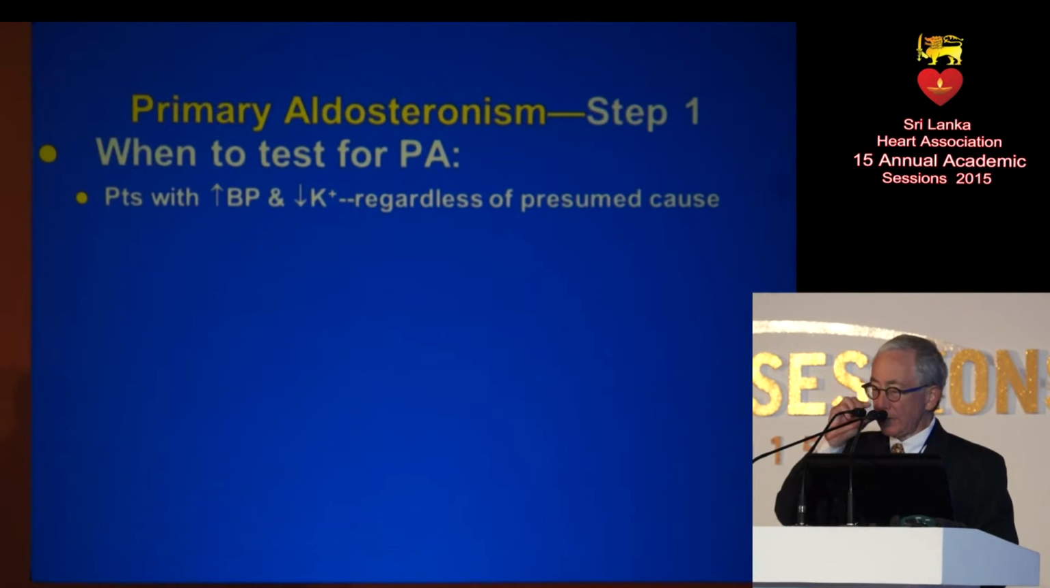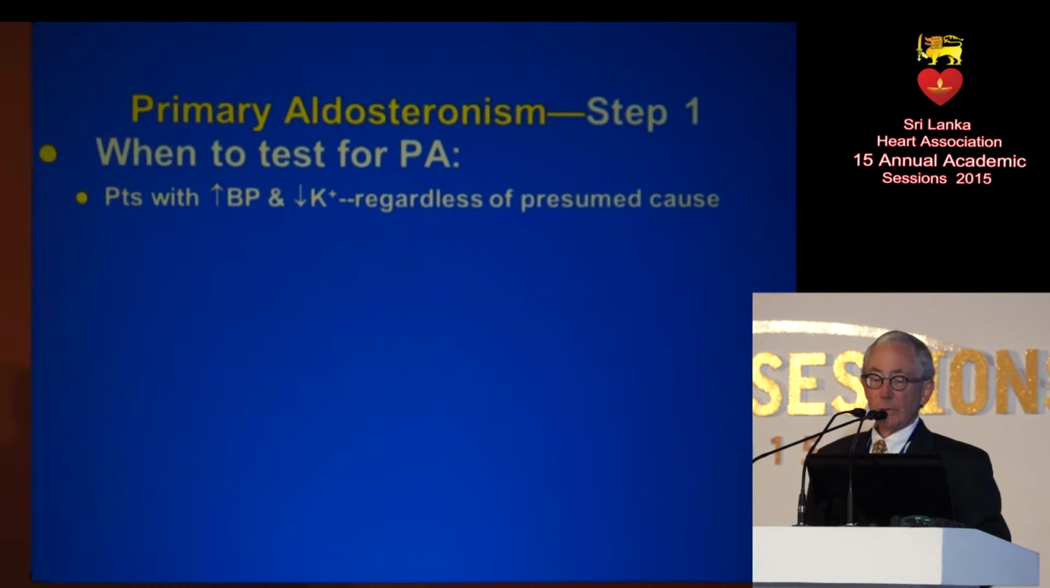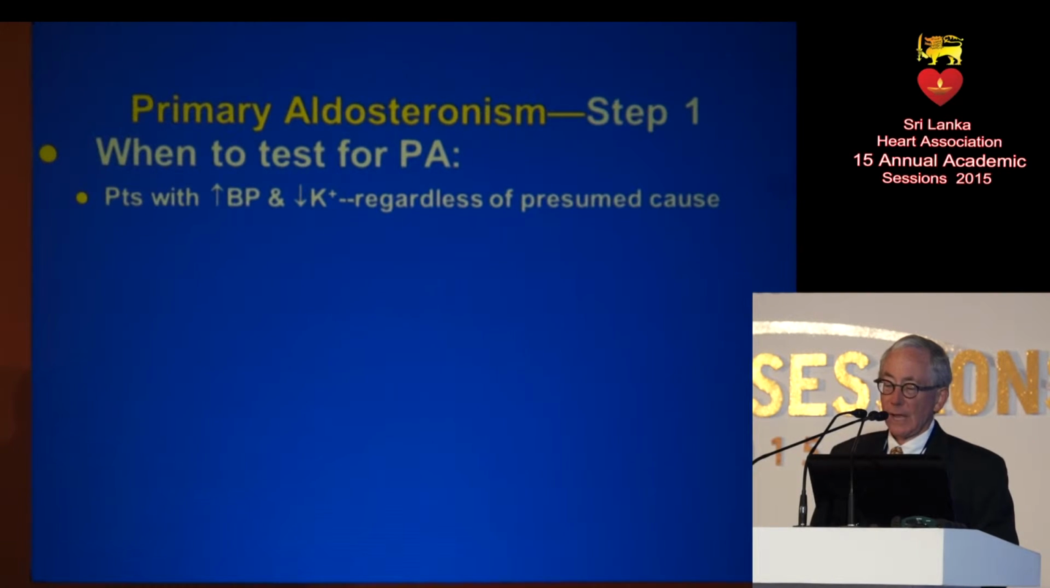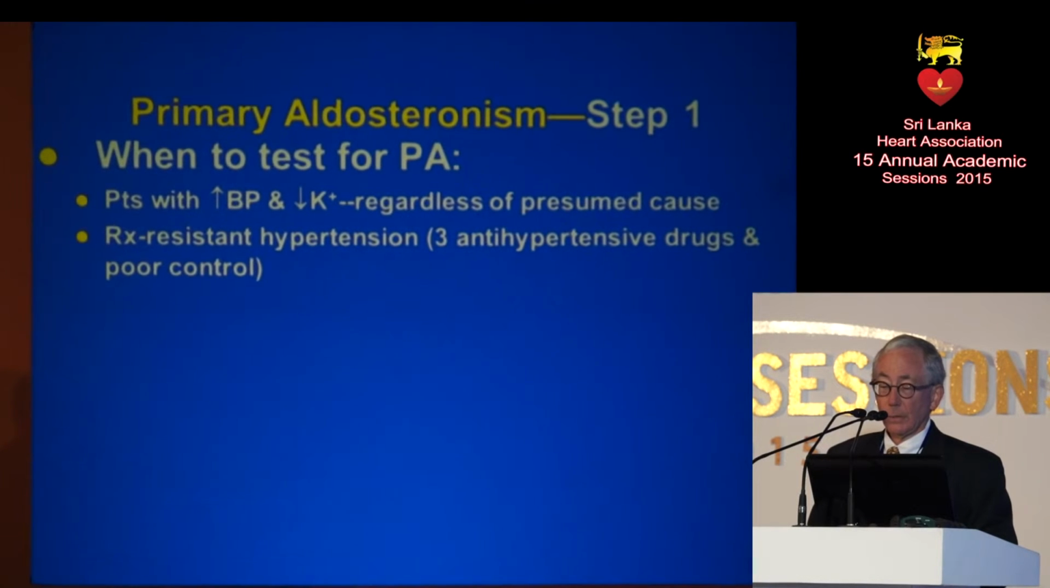So I think when to test for primary aldosteronism is obviously anybody who has hypertension, specifically resistant hypertension, and people who have low normal or low potassiums, regardless of the presumed cause. And I think this is particularly important if they're already on a drug that blocks the renin-angiotensin system and they have a low potassium. That's a pretty good clue.